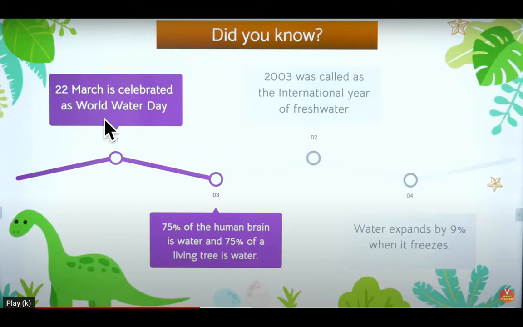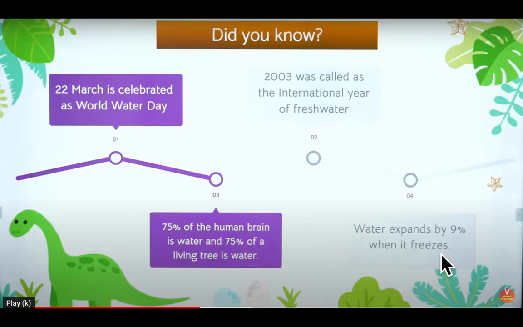Do you know that 22nd March is celebrated as World Water Day, and 75% of the human brain is water, and living trees also contain 75% water. And 2003 was called the International Year of Fresh Water. One special aspect of water is what? That water expands by 9 percent when it freezes.